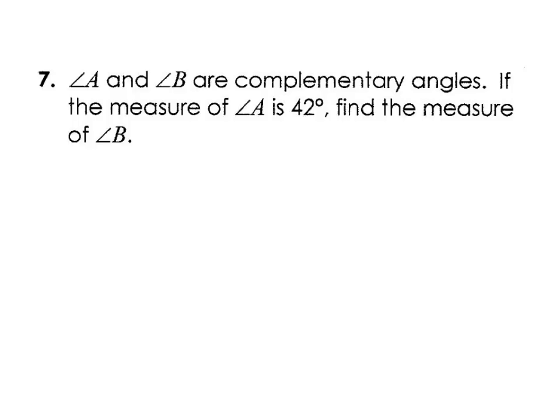All right, number 7. We've got some problems that look like word problems, but do not be intimidated by them. Let's read through number 7 together. We know that angle A and angle B are complementary angles. Right off the bat, we know that complementary angles, when we add them together, equal 90 degrees. If the measure of angle A is 42 degrees, find the measure of angle B.